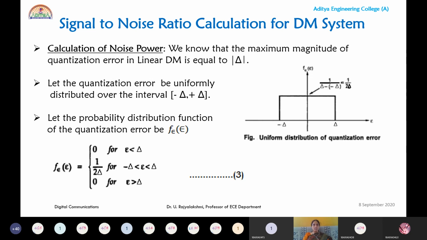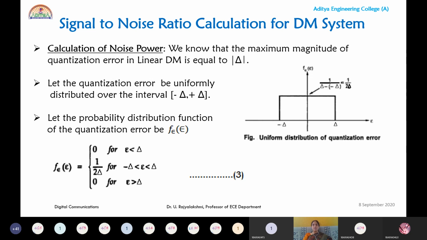Now please tell me what is the quantization error range in the case of delta modulation? In the case of delta modulation, the range is from minus delta to plus delta because our staircase waveform varies with a magnitude of plus delta when the error is positive, and varies by minus delta when the error is negative. So the quantization error range in linear delta modulation is from minus delta to plus delta.